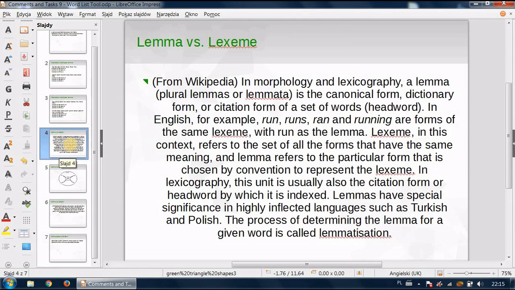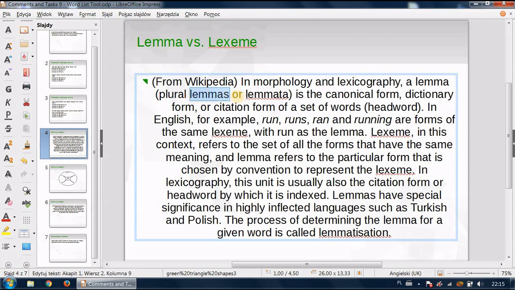Okay, let's continue. Now let me give you the proper definitions of the ideas of lemma and another one will be added called lexeme, and I'll explain the difference between the two. So it's taken from Wikipedia. In morphology and lexicography, a lemma, which could be inflected in plural as lemmas or lemmata, you can use whichever you want, is the canonical form or dictionary form or citation form of a set of words, head word. In English, for example, run, runs, ran, and running are forms of the same lexeme, with run as the lemma.